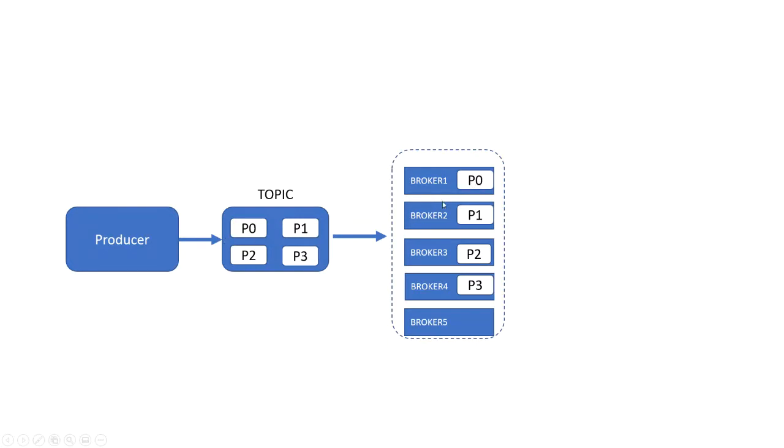So if you see here, broker 1, broker 2, broker 3, broker 4. The partition P0 data would be assigned to broker 1. The partition P1 data would be assigned to broker 2. The partition P2 data would be assigned to broker 3. And then the partition P3 data would be assigned to broker 4.